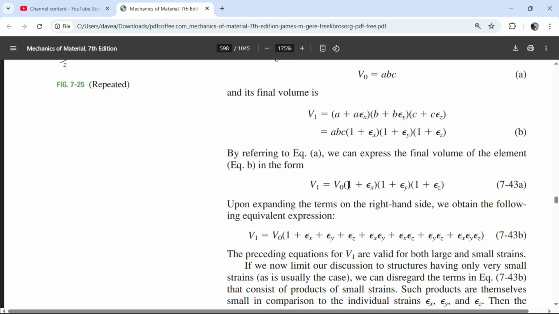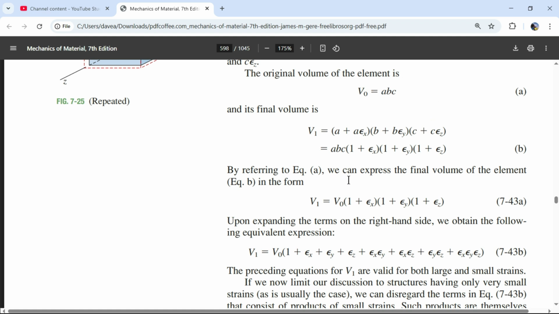By referring to equation A, right up here, we can express the final volume of the element in the form of, we have this term, so we factor out the a. You can factor out an a out of this equation. This equation would be a multiplied by 1 plus strain in the x. We can factor out a b out of this equation, and we can factor out a c out of this equation. Get all those a, b, and c to the front, and we can see that that's the original volume. So the final volume is the original volume plus these changes. If our strains are positive, this is going to be an increase in volume. If we have zero strain, there's going to be no increase in volume.